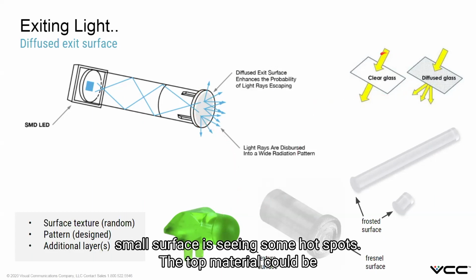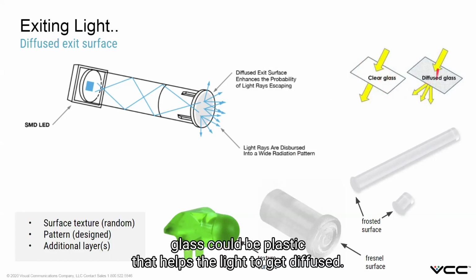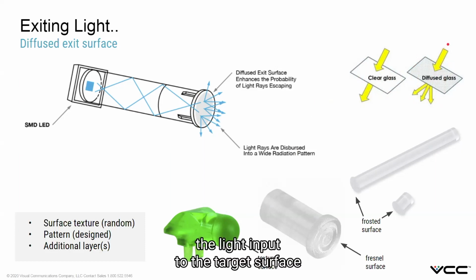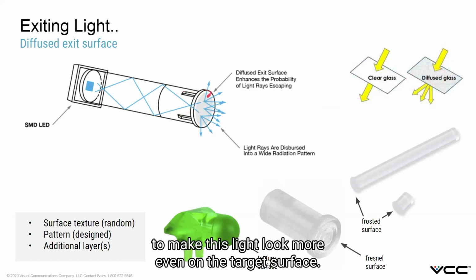There's a type of material, could be glass, could be plastic, that helps the light to get diffused. So that's something that, if it's needed, you can add in between the light input and the target surface to make this light look more even on the target surface.